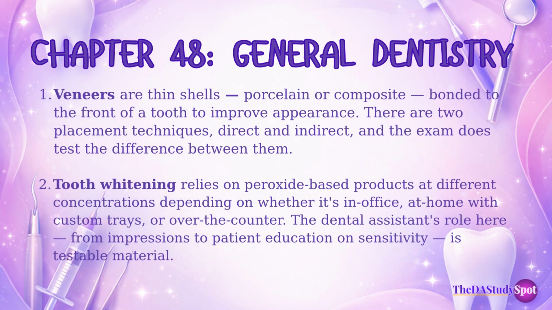2 more high-yield topics from this chapter: veneers and tooth whitening. Veneers are thin shells, porcelain or composite, bonded to the front of a tooth to improve appearance. There are 2 placement techniques, direct and indirect, and the exam does test the difference between them. Then you have tooth whitening, not to be confused with teeth cleaning, which relies on peroxide-based products at different concentrations depending on whether it's in office, at home with custom trays, or over the counter. The dental assistant's role here, from impressions to patient education and sensitivity, is testable material.